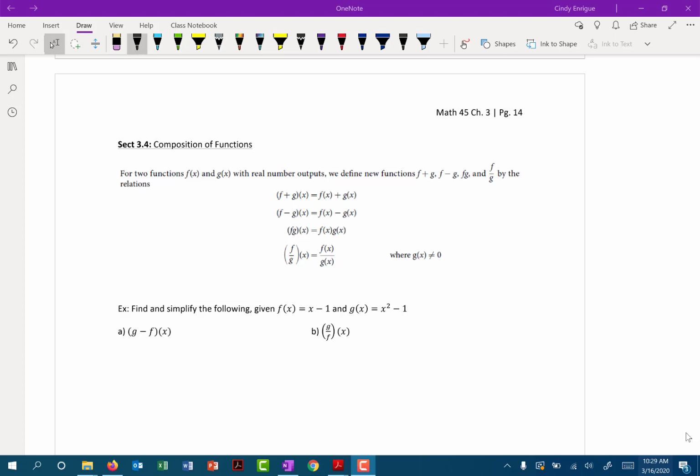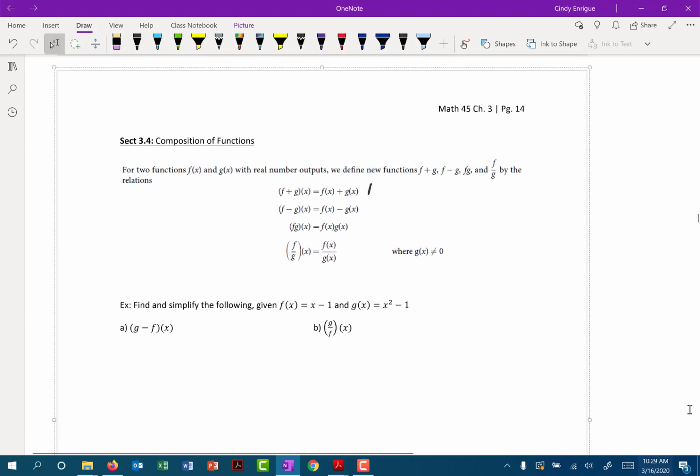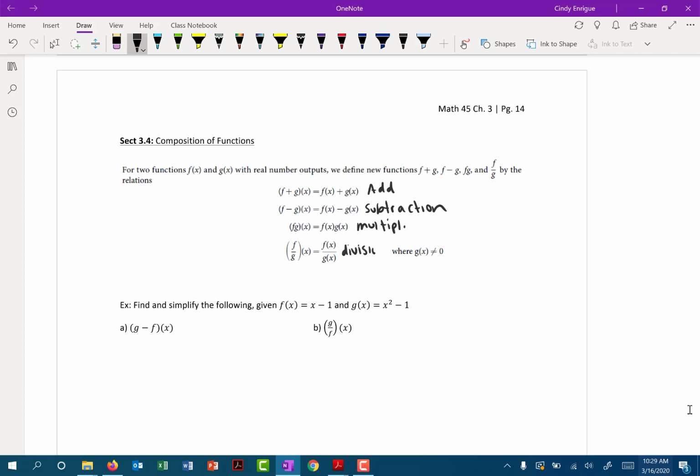So here we go. For a composition of functions, we're just going to be doing several things to them. We're going to do addition, subtraction, multiplication, and division. The first one is just going to be addition. The second one is going to be subtraction. And then the one below that is multiplication. And the one below that, the last one, is going to be division.